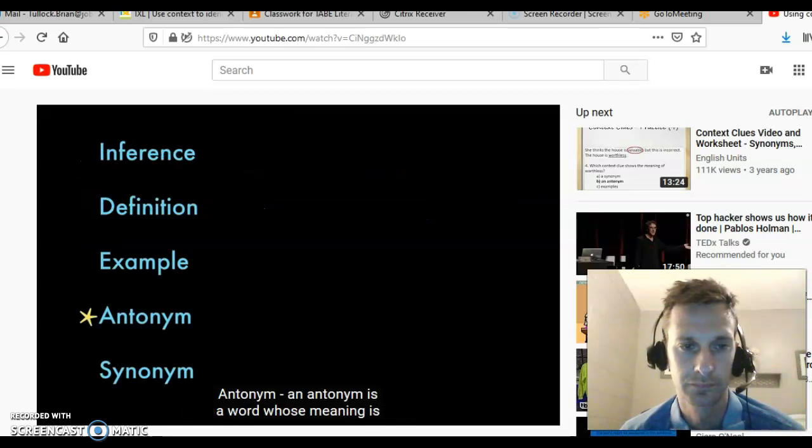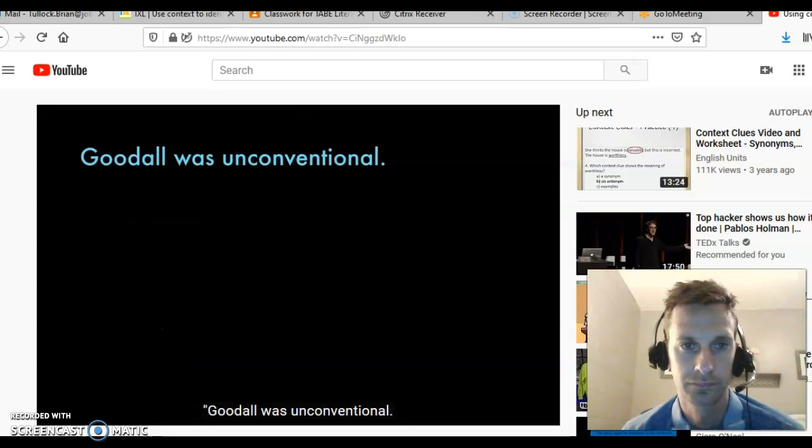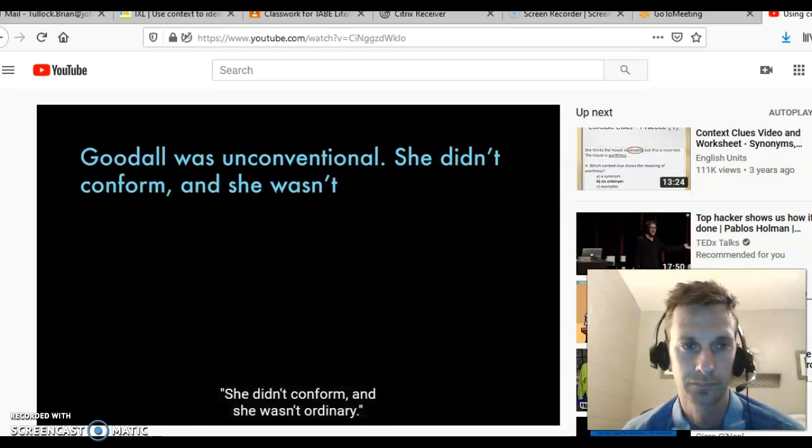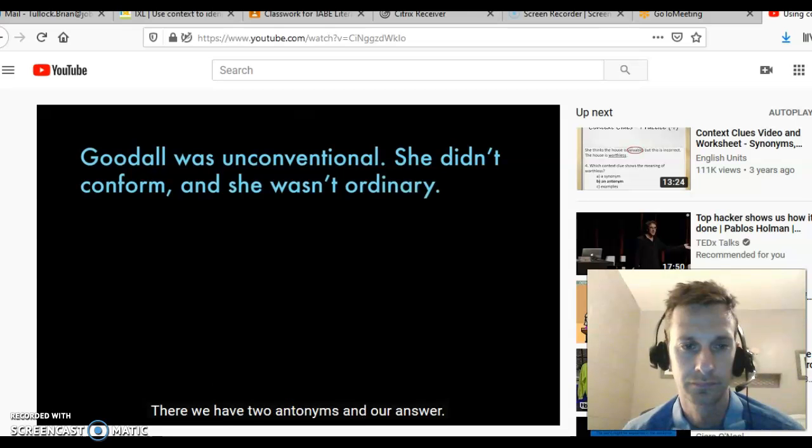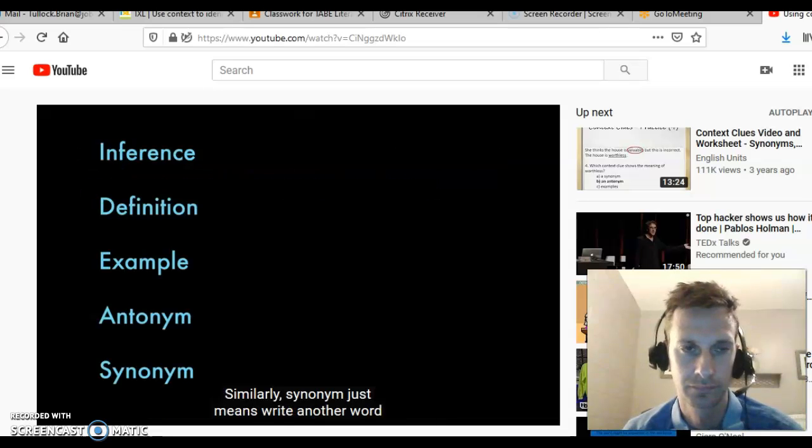Antonym. An antonym is a word whose meaning is the opposite of another word, like how night is the opposite of day, or how love is the opposite of hate. So if there's an example in the text of what Jane Goodall was not, we can use that to figure out what she was. So let's say the passage said, Goodall was unconventional, she didn't conform, and she wasn't ordinary. There we have two antonyms and our answer. Similarly, synonym just means, right, another word with the same meaning.